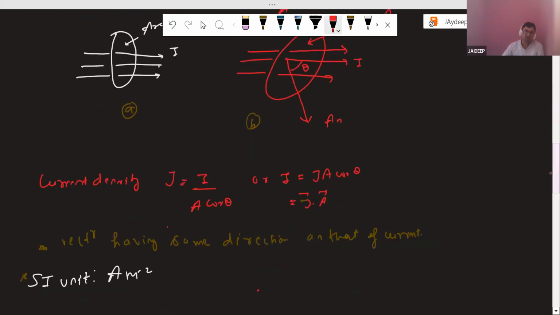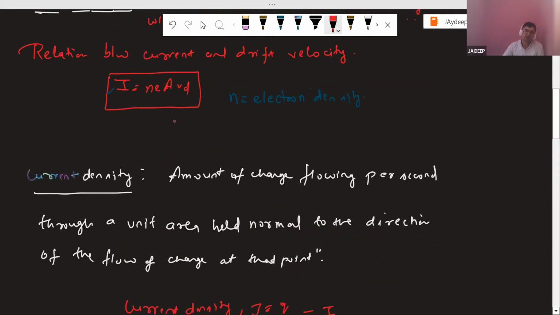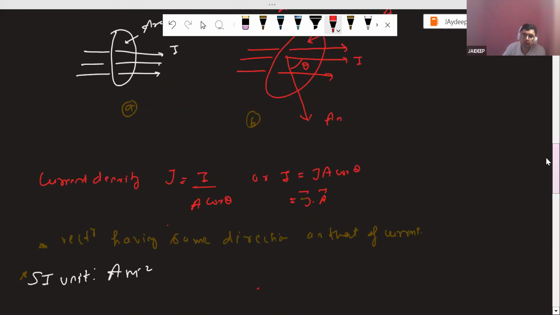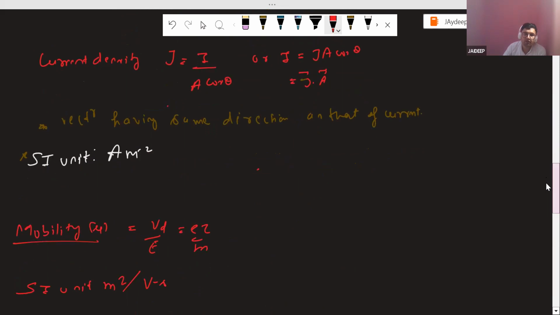This is the formula for current density. The relation between current I and this: I equals nAe Vd. Note down each and every formula in your notebook. Current density is a vector quantity having the same direction as that of current.